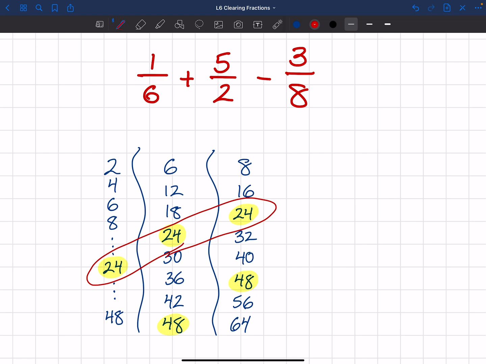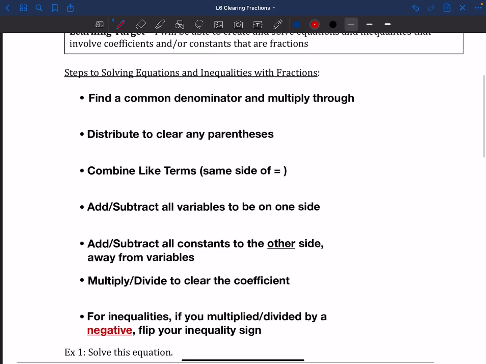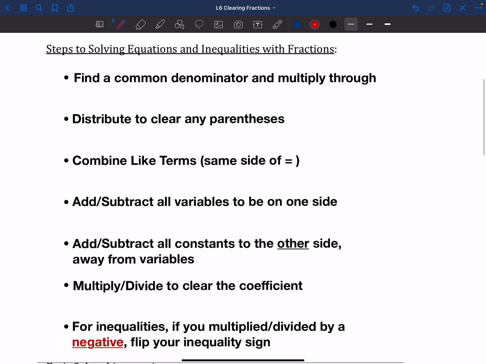So let's go back to the actual part that you have on your notes. Let's talk through these steps first, and then we'll take a look at what that is. So here are our steps. All of these ones down here are exactly what we were working on with multi-step inequalities, right? Nothing has changed about them. The only new step is this first one, to find a common denominator and multiply through.